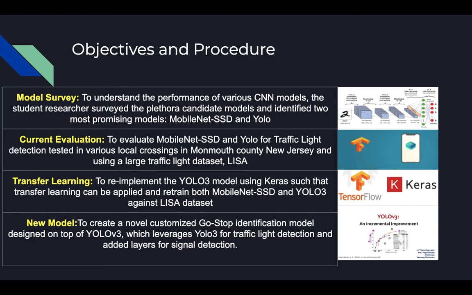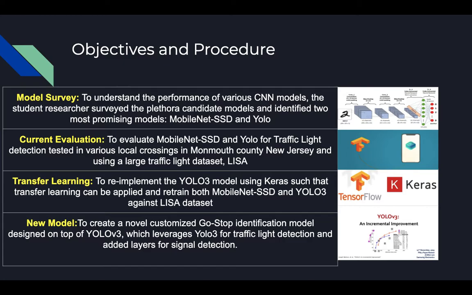To start the procedure, I first did the model survey, which is basically surveying all the different types of CNN models to choose a candidate that can be used. I selected the MobileNet SSD and YOLO 3 models. Then I did an evaluation of both models by running the MobileNet SSD in local street crossings and testing the YOLO model against a large traffic dataset, LISA.